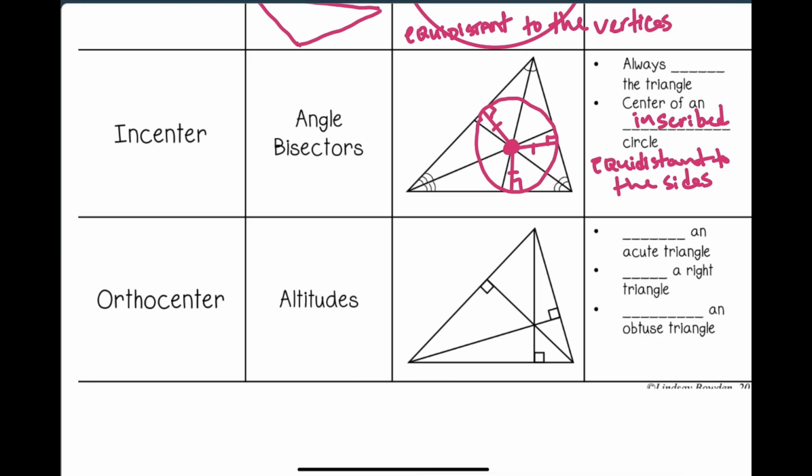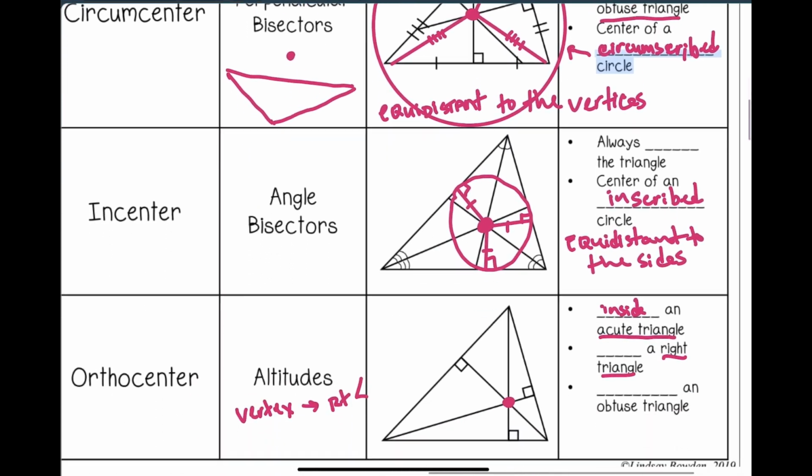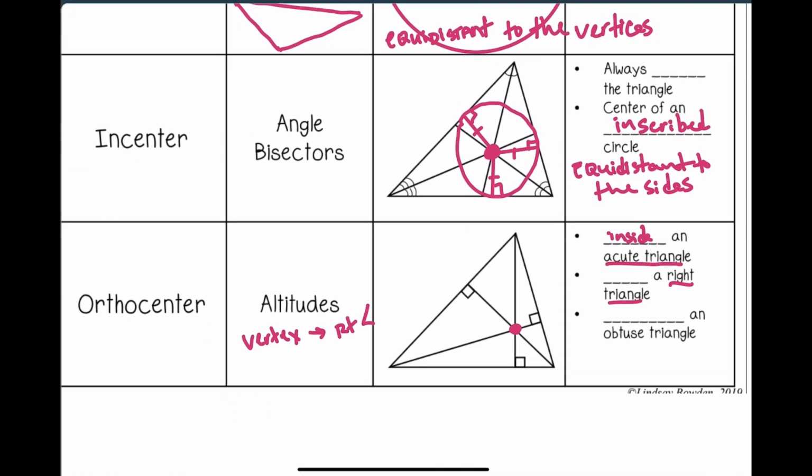It is made of altitudes. Our altitudes, remember, go from the vertex to a right angle. So these are all here, and this is my orthocenter. If it's an acute triangle, it's inside of the triangle. If it's a right triangle, it's on the triangle. And if it's an obtuse triangle, it's outside of the triangle. So just like my circumcenter up there, it's in the same spot for my orthocenter.